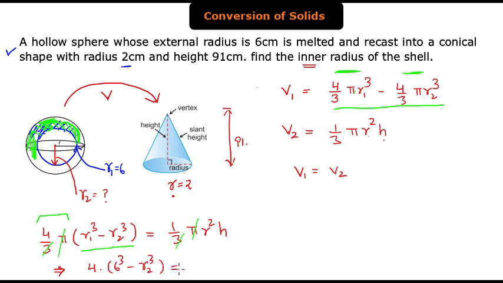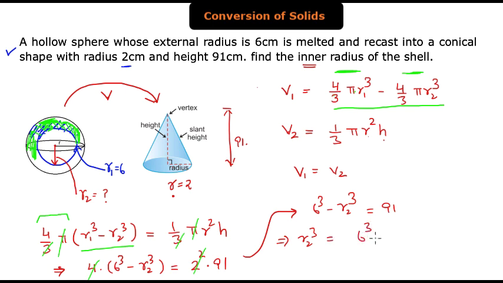This is equal to r square, which is 2 square, times h, which is 91. So once again, 4 cancels with this 2 square because they are equal. And let me take it from here that 6 cube minus R2 cube is equal to 91. Or you can say that R2 cube is equal to 6 cube minus 91, and that will be 125. Or when you take the cube root on both sides, you will say that R2 is equal to 5 centimeter. So very simply you got your result. The internal radius that we needed to compute right here, that is 5 centimeter, right?